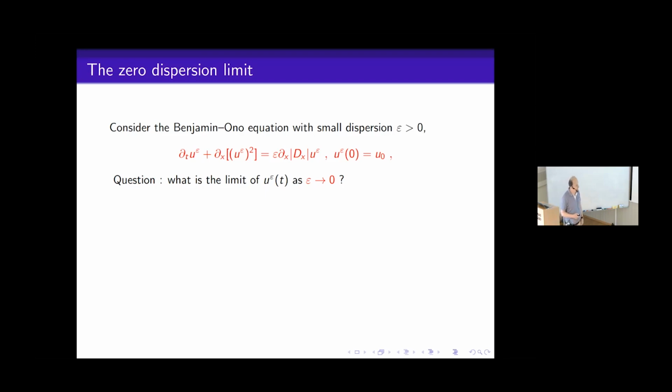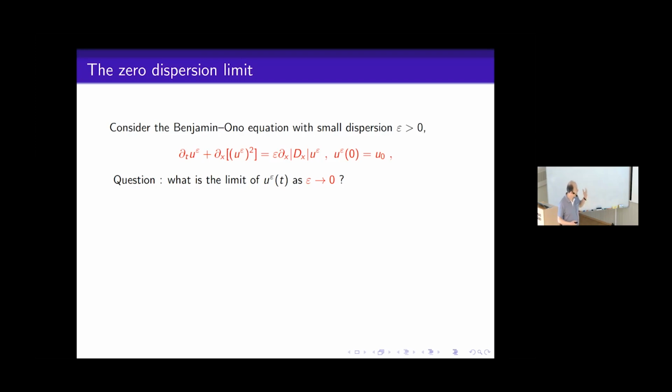Why? Well, even if you don't know much about hyperbolic problems, you probably already encountered this equation, ∂t u plus ∂x(u²) equals 0. This is the inviscid Burgers equation. And you know that even if you start from very smooth and very nice data, it will develop singularities, which are shocks. And this you can see by studying the method of characteristics for this equation.